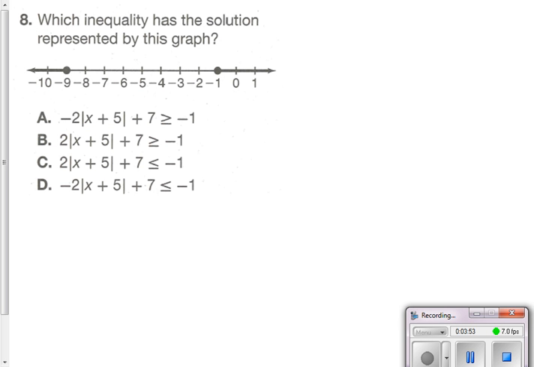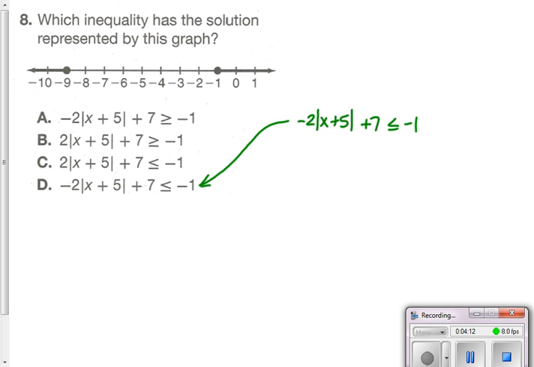Question 8 says which inequality has the solution represented by the given graph. There's the graph there. We need to go ahead and solve, and we just need to pick one of these out and play with it and figure out which one would give us the graph given. I'm going to select D right away.